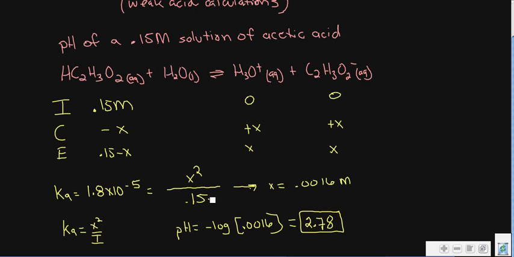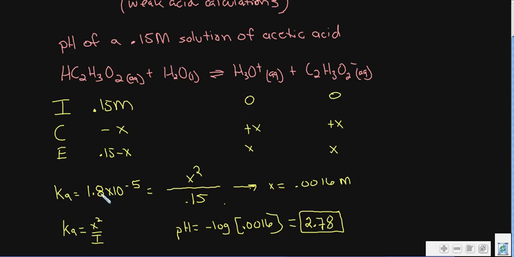Now, how can you tell if it's small enough to do this shortcut? Well, the rule of thumb is that if I, your initial concentration, is greater than 100 times your Ka, then you're all right. So 1.8 times 10 to the negative fifth times 100 is still much smaller than 0.15. If it's well over 100 times smaller than this, it's not going to make enough difference to matter, so just leave it out.